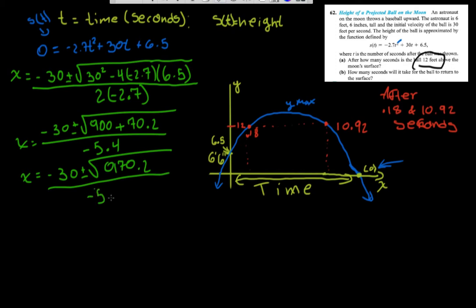So now we're gonna have t equals negative 30 plus or minus 31.15, and all of that is divided by negative 5.4, right? As you can see, when you do the square root, you keep the plus or minus because we're gonna have two answers for t. We're gonna have t1 and we're going to have t2.